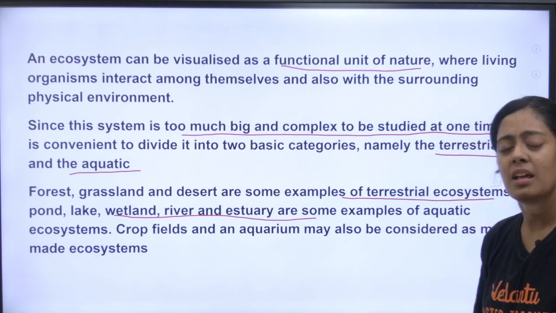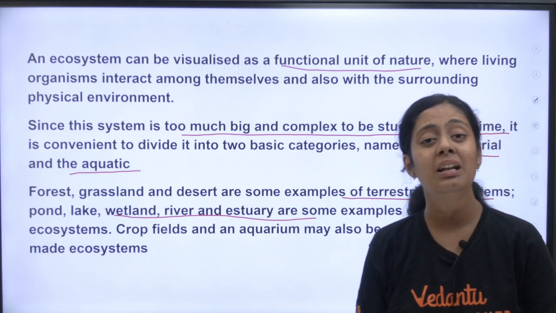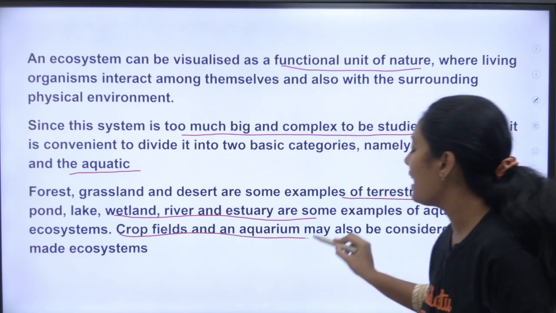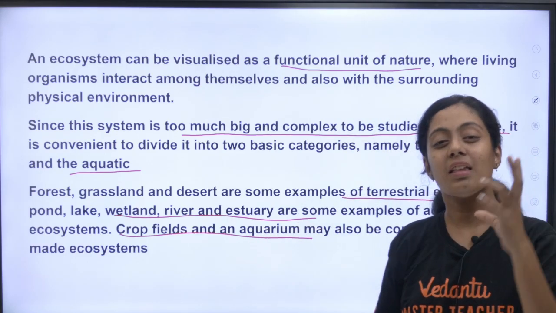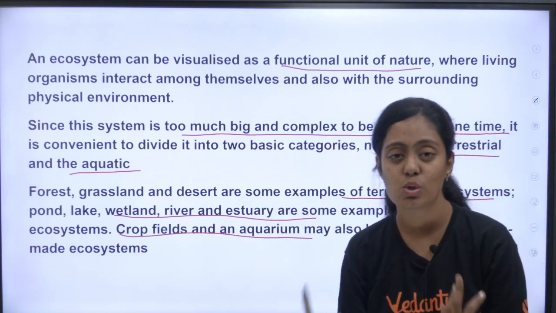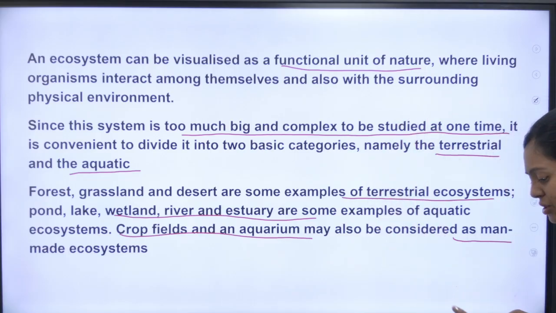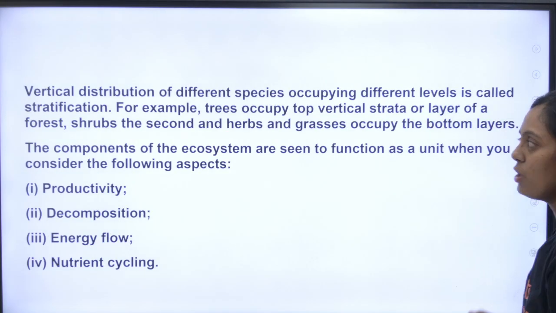Very important. Then you also have some man-made ecosystem. What is man-made? They are artificial ecosystems. Examples are crop field and aquarium. That is, human beings are developing an ecosystem. That is your crop field, aquarium, and we can take zoos also. Zoos are also made by man. So what have we learned here? Ecosystem and its types. Okay, now we shall continue.